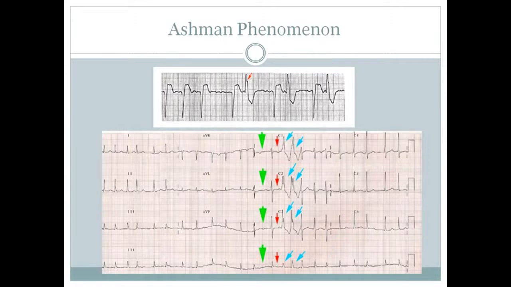The AV node is a very special structure, and it's designed to slow down the conduction of what comes from the atria to allow the atria to empty before the ventricular contraction. One of the properties is when the impulses come fast, the recovery is fast down the conduction system in the bundles. When the impulses are slow, for some reason the recovery also is slow. So the Ashman phenomenon, what happens is when you have a rhythm, and then you have a prolonged RR interval.